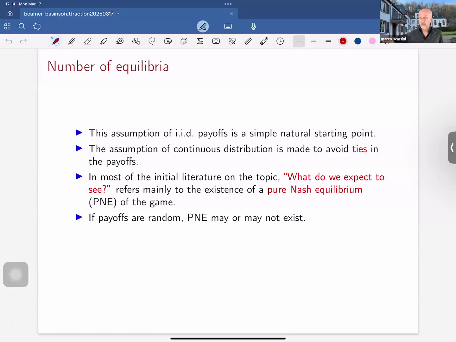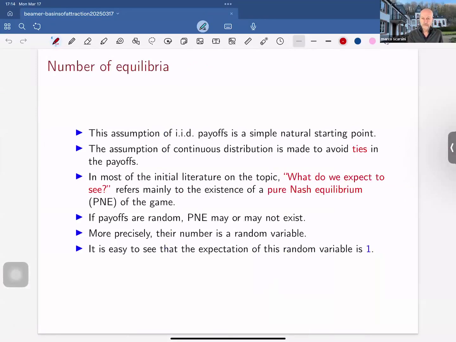Now, if you take payoffs to be random, pure Nash equilibria may fail to exist. In general, their number is a random variable. A random variable can take any possible integer number, including 0. If you only care about the expectation of the number of Nash equilibria, under this hypothesis, it's really not difficult to see that the expected number of pure Nash equilibria is 1. No matter which distribution you take, provided it's continuous, if the payoffs are IID, no matter how many players you have, no matter how many actions you give to each player, you expect to see one single Nash equilibrium.